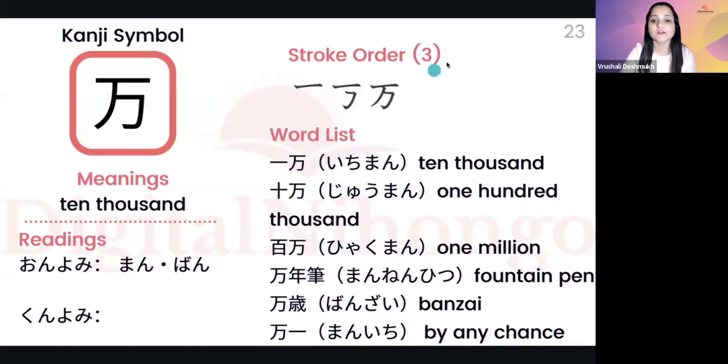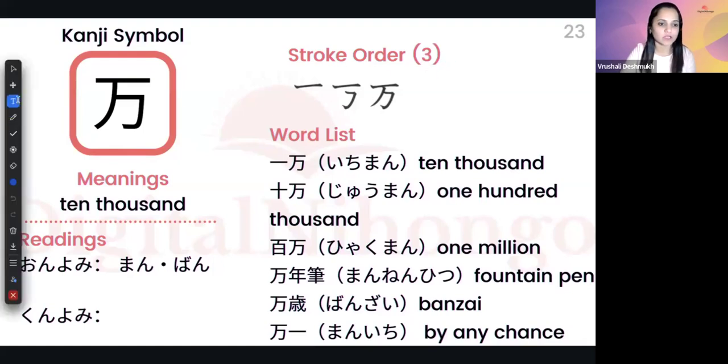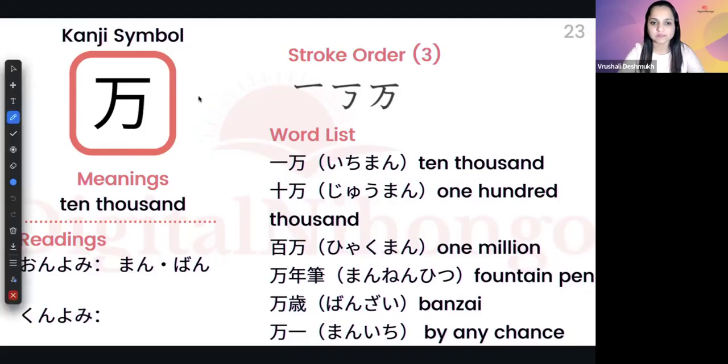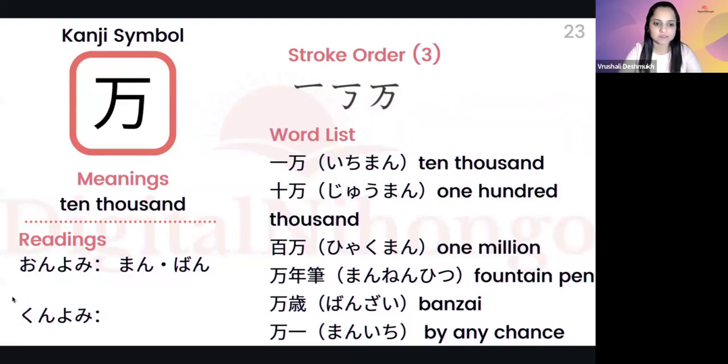So these are the different words related to this kanji. This kanji looks very similar to one more kanji, which is kata. I'll just write it here. This kanji is very much similar to this kanji, only this stroke is missing here. So if you add one stroke here, then that becomes a different kanji. So this is 10,000.